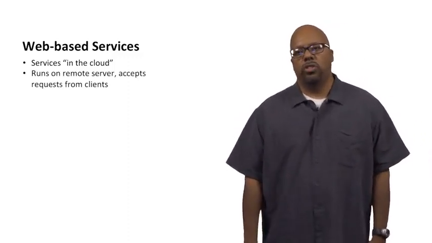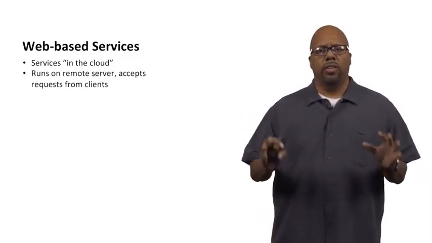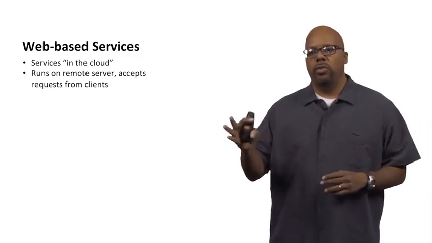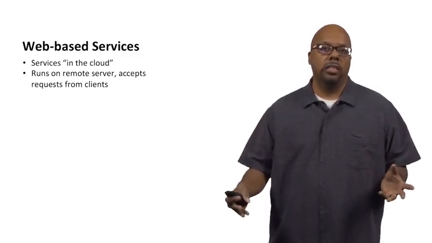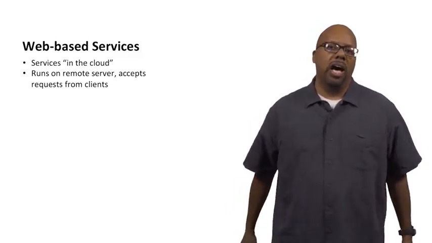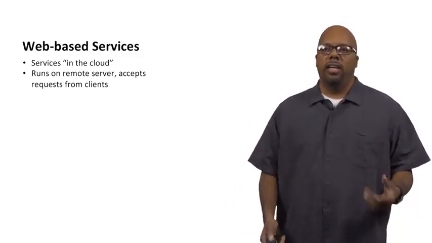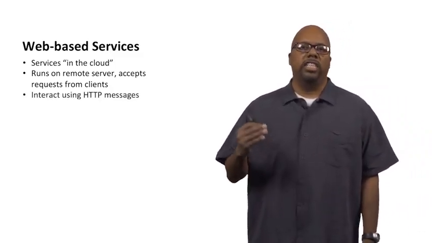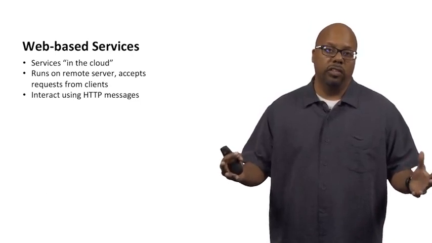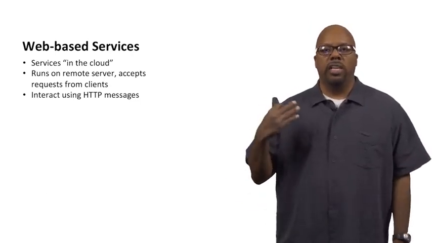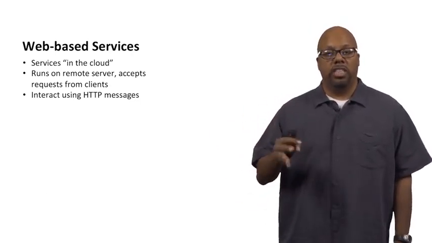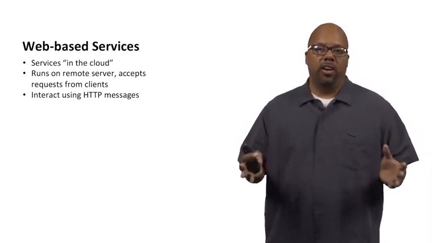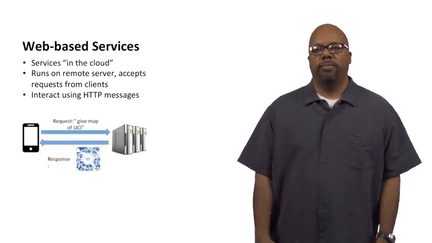So there's some remote server, say from Facebook, and they accept requests from clients. A client like your Raspberry Pi will send a request, and then they'll get a service. And they interact typically using HTTP messages. These are web-based services, right? So the interface is going to be HTTP. Now, the HTTP messages are constrained, but they are HTTP formatted messages.